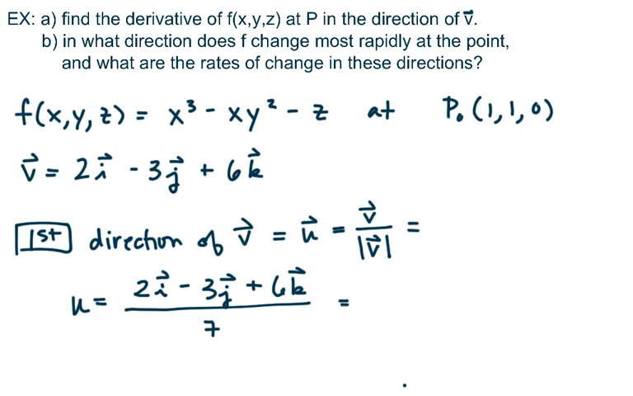So we can say that u is 2/7 i minus 3/7 j plus 6/7 k. So I have my unit vector. Now I need my gradient of f, which includes the partial of f with respect to x, y, and z.